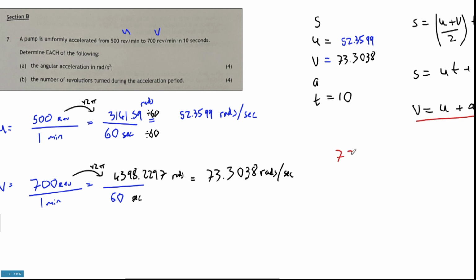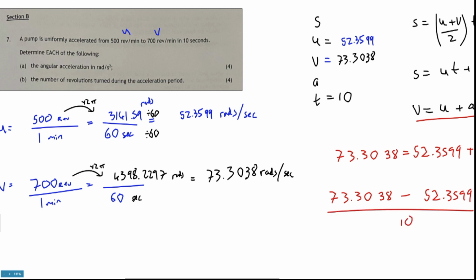So we can say 73.3038 is equal to the initial, which is 52.3599, plus 10 times A, because the T is 10 and the A is what we're looking for. We can subtract this and then divide by 10. So effectively we're going to have this number minus the 52 and then divide it by 10 at the end. And this should give us the A.